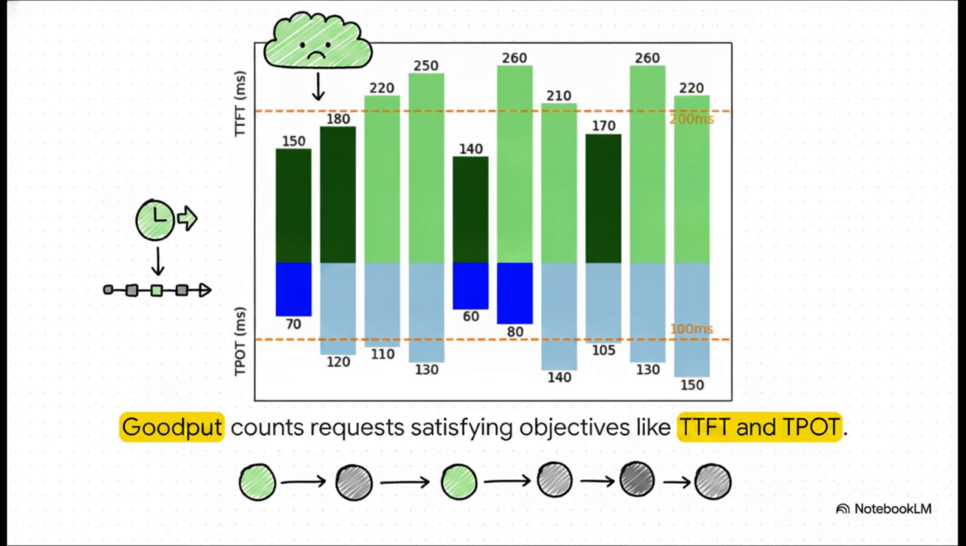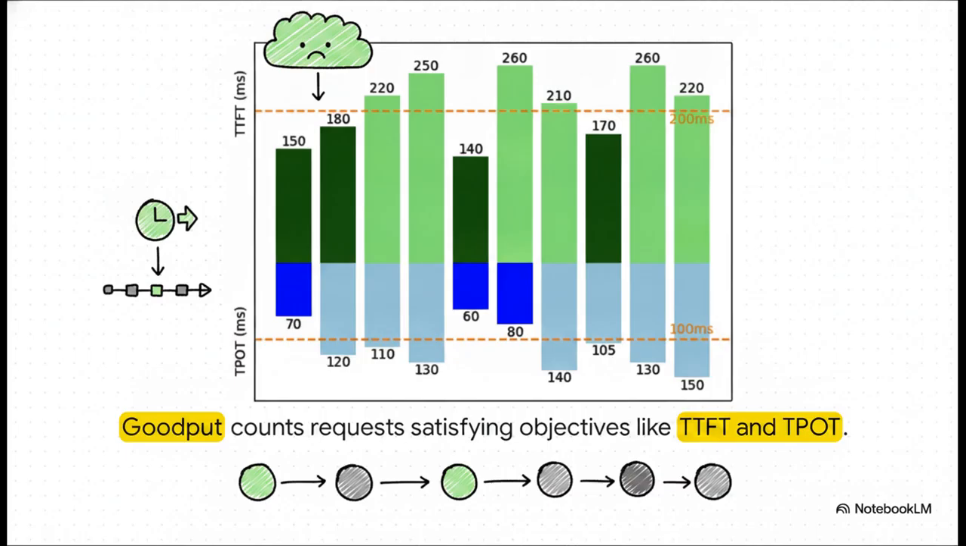Honestly, a lot of teams just look at raw throughput, how many total requests the server handles per minute. But think about it, if an inference service completes 100 requests a minute, but only 30 of them actually meet your service-level objectives, your raw throughput is totally misleading. Goodput, instead, measures the number of requests per second that actually satisfy those crucial user latency objectives.